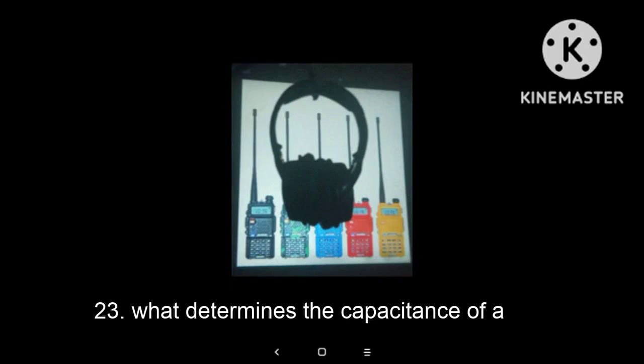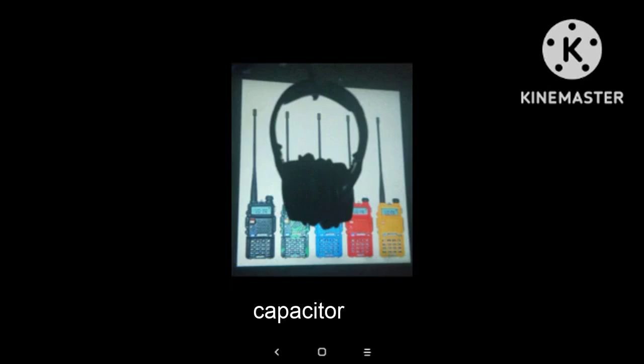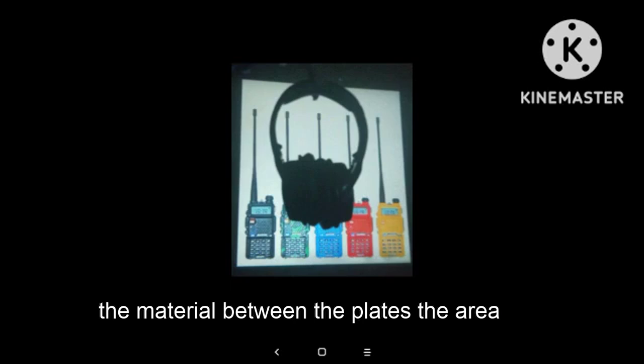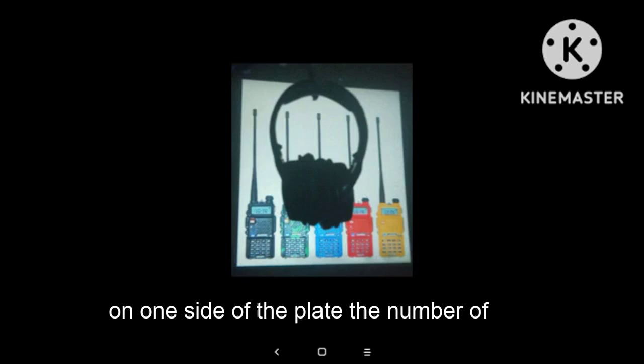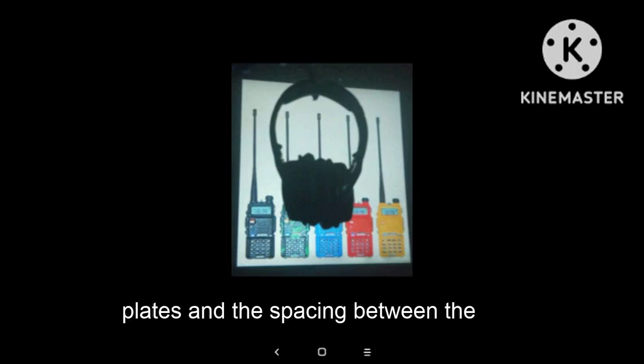23. What determines the capacitance of a capacitor? The material between the plates, the area on one side of the plate, the number of plates, and the spacing between the plates.